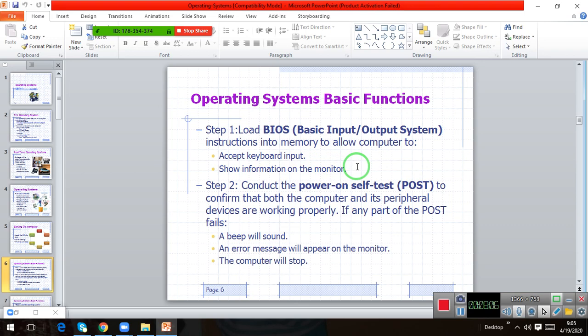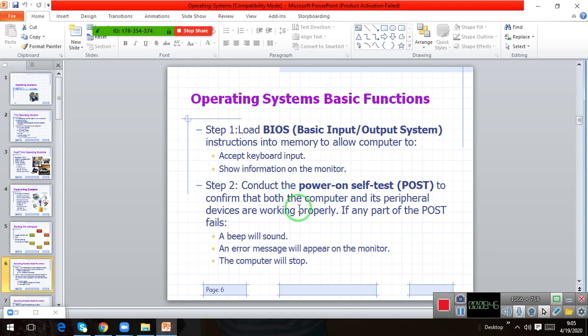So what is BIOS? Basic input output system. It gives the instructions into the memory to allow the computer to accept input. For example, when a user is inserting input from the keyboard, who allows you? Actually BIOS allows you. And then the information sent by the keyboard is seen on the monitor by the user. Again, who is responsible for managing that? Your BIOS system. That's why we say basic input output system. Input is your keyboard, while the output is your monitor where you can see the screen.